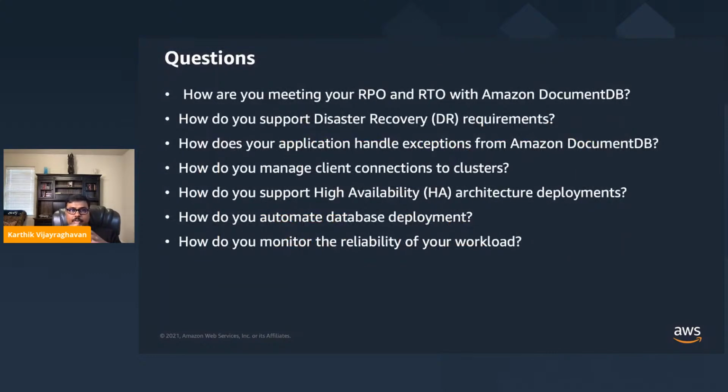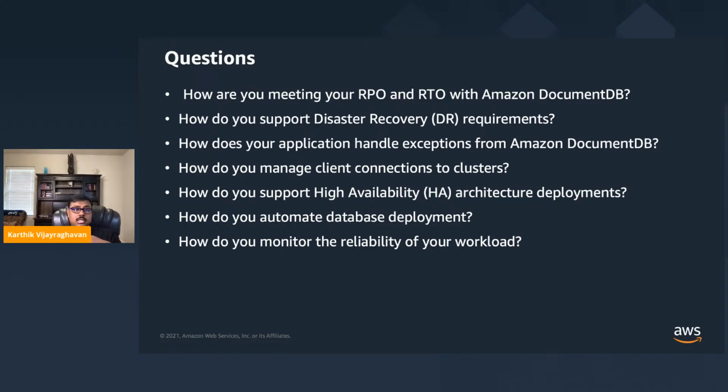And the last slide for today is on what are the questions that you should be asking, right? How can you put all these things into practice, whatever we discussed today? So the first one is how are you meeting your RPO and RTO with DocumentDB, your recovery point objective and recovery time objective? Because that is going to help you determine what the backup retention period should be, what the deployment should be.